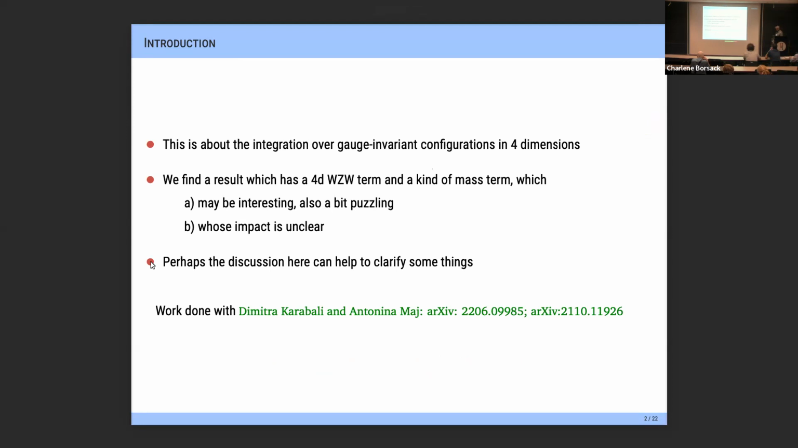And the reason why I think that might be interesting is partly based a posteriori on the result we find. We find a result in the end which has a 4-dimensional Wess-Zumino term, and there's a kind of a mass term. And this is perhaps interesting. It's definitely puzzling to us, maybe a bit intriguing. And it's also unclear what the impact of those terms would be. So what I'm hoping is that by presenting it here to this group of experts, we might be able to clarify some of the questions.